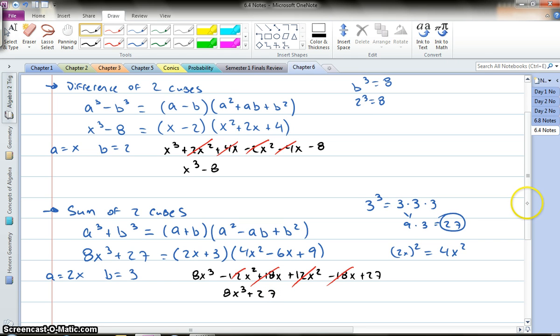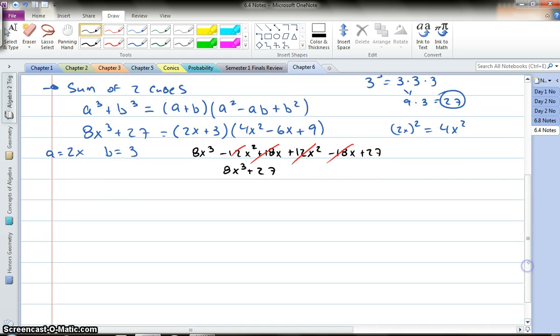All right, so that's the sum of two cubes. And then the last one is factoring by grouping. Now, the past two were binomials, right? They only had two terms. With grouping, you're going to have four terms. So, for instance, x to the third minus 2x squared minus 9x plus 18. So it's easy to tell when you do grouping.